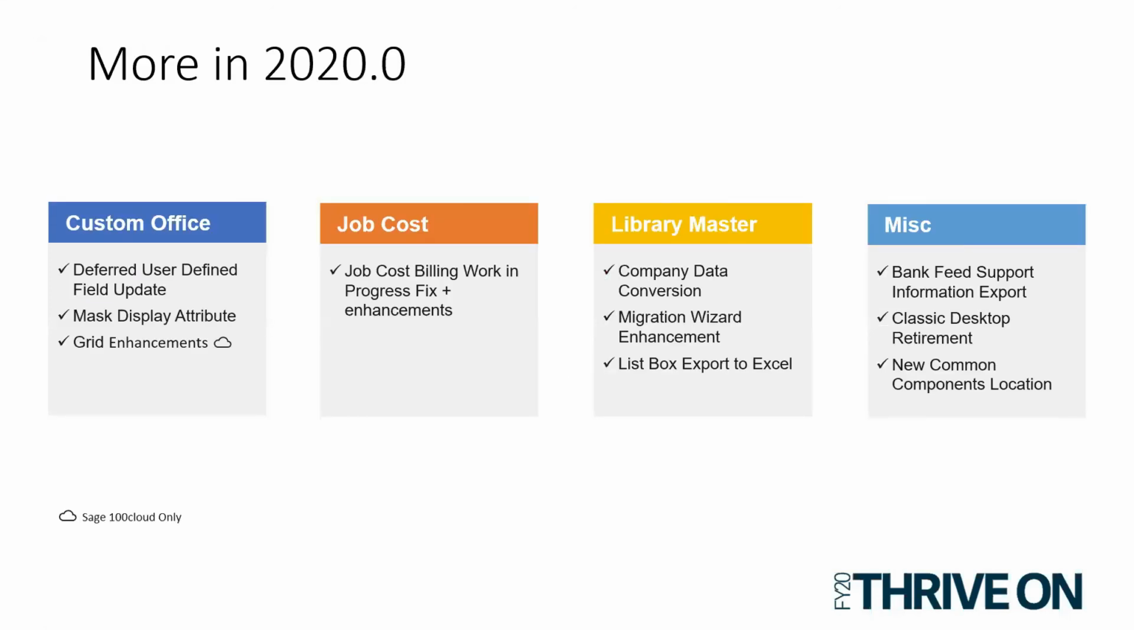A few of the other things that they have added, they've added some features to Custom Office. They've added some enhancements to job costs. And also a program fix or a work in progress fix that was related to, I believe, the last upgrade. So they fixed that. They've added just some things to Library Master. And then they've also added some miscellaneous items such as bank feed support, where you can, some of those automated bank feeds. So they've added some of that functionality.